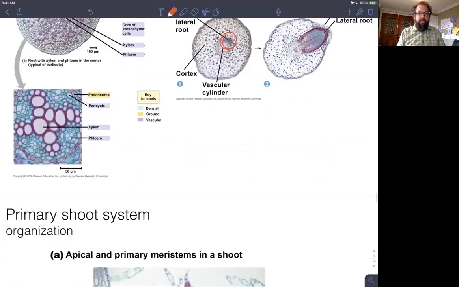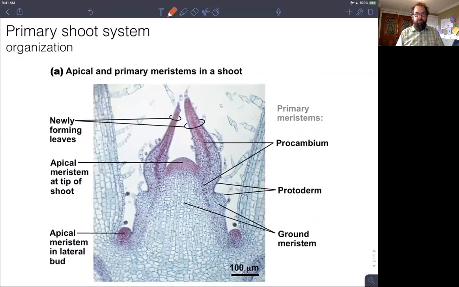Okay, so let's move now to the shoot system and look at the primary shoot system. This is a reminder slide showing these newly forming leaves, or leaf primordia, and the apical meristem at the shoot, and then the apical meristem in these lateral buds, as well as our primary meristems, those partially differentiated procambium, protoderm, and ground meristems, creating these dermal, ground, and vascular tissue systems.